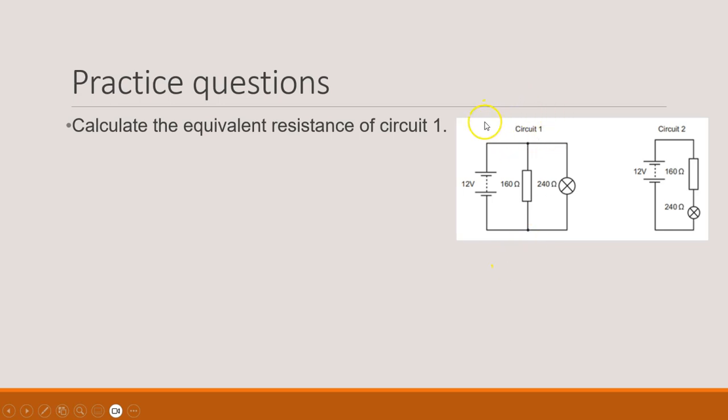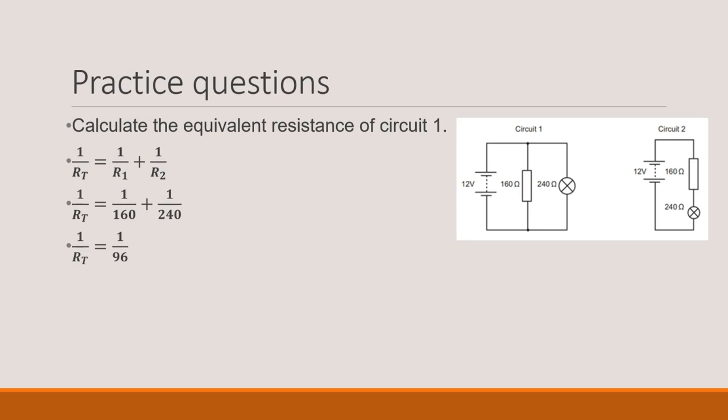On to circuit 1. Calculate the equivalent or total resistance of circuit 1. Now, these resistors are connected in parallel. So the way that we calculate it is by saying 1 over RT equals 1 over R1 plus 1 over R2. So it's 1 over 160 plus 1 over 240. And your calculator will give you a fraction of 1 over 96. Don't forget that that's the answer to 1 over RT. So we need to flip them both, which gives us an RT of 96 ohms.